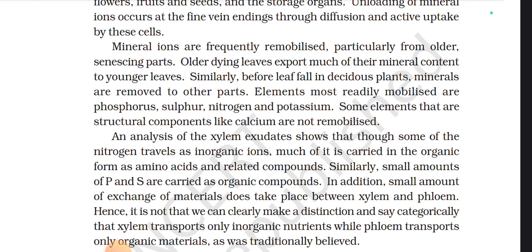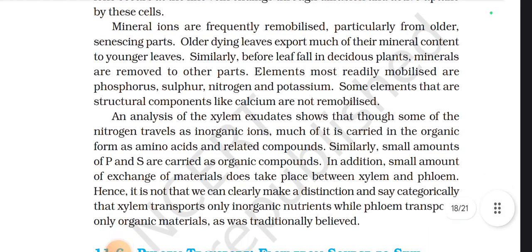Elements most readily mobilized are phosphorus, sulfur, nitrogen, potassium. NPK, ये याद रखना है, NPKs. Some elements that are structural components. कैल्शियम क्या होता है? नोट रिमोबिलाइज्ड, क्योंकि स्ट्रक्चर में पार्ट होता है. स्ट्रक्चर में से अगर निकाल लो कैल्शियम तो स्ट्रक्चर खराब हो जाएगा, इसलिए.